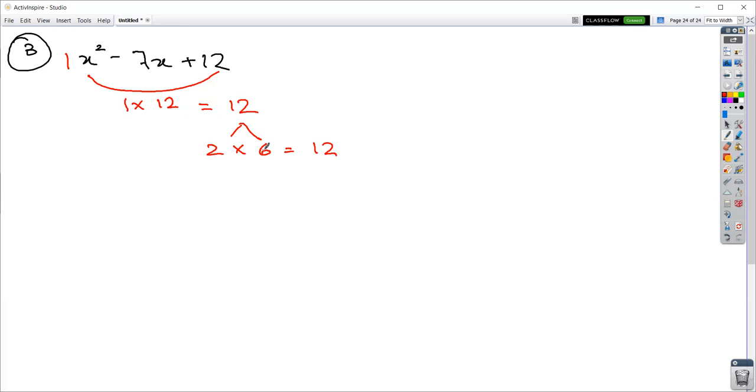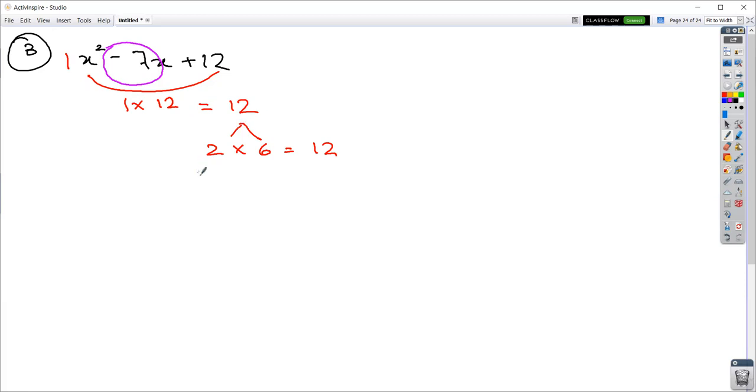But using the numbers 2 and 6, we cannot get minus 7 because 2 plus 6 would make 8, and 2 minus 6 would make minus 4. So either using the plus sign or the minus sign, I'll not be getting minus 7. What we are trying to make now is two numbers which give us the sum of minus 7. So 2 and 6 didn't work. I'm going to check any other multiples.